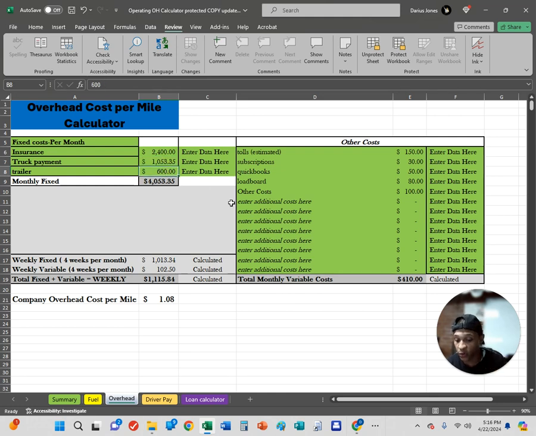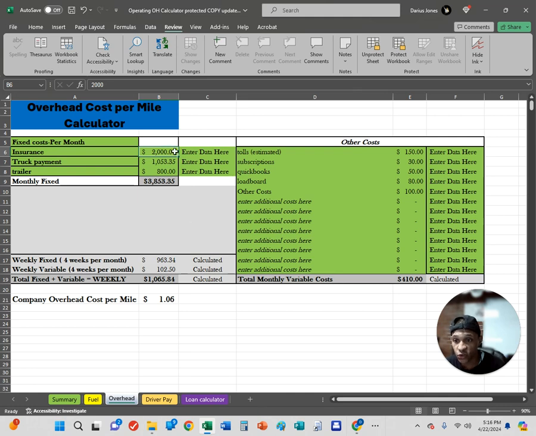And let's say you have a trailer rental. Most trailer rentals are $200 a week. Okay, now this is fixed cost per month. This is based off of 4 weeks in a month. Okay, and insurance for most people can vary anywhere from $1,000 to $2,400. Let's just go $2,000.